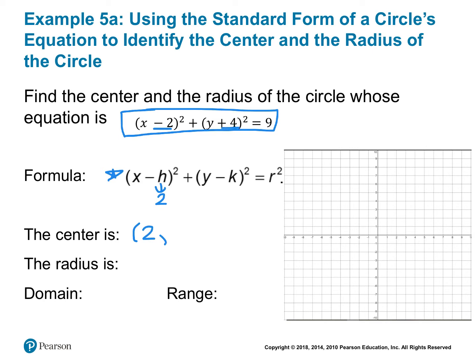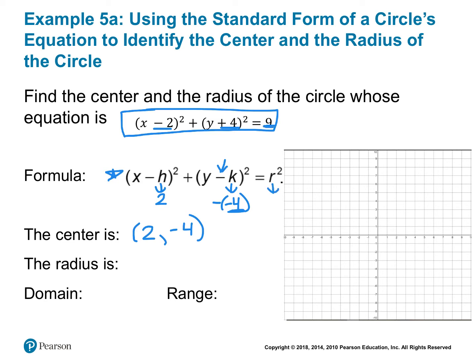Now this is a +4. So the only way to get that would have been to minus a -4, right? So that means the k is a -4 because we had a minus already involved. So if you see a plus sign, you know there was a double negative involved in there, subtracting a negative number. So our center is (2, -4). And we know the r squared is 9.